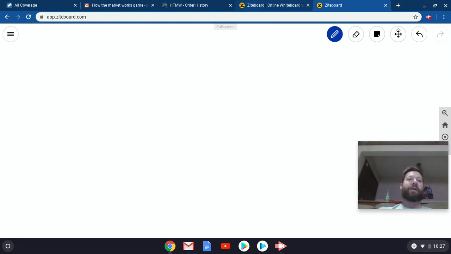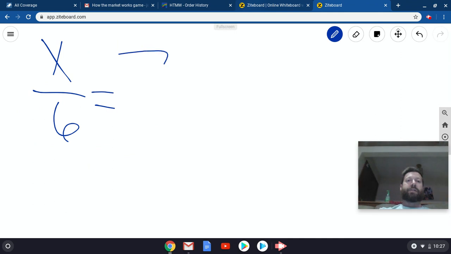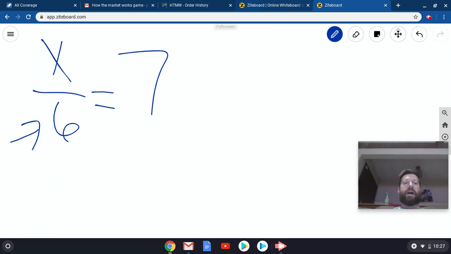Let's say that I have x over 6 equals 7. Now again, my goal, get this variable all by itself. I want x all alone. So in order to get rid of this 6 down here, I need to do the opposite of what it's saying right here. So what it is saying is x divided by 6. So x divided by 6, the opposite of divide by 6 is going to be multiply by 6.